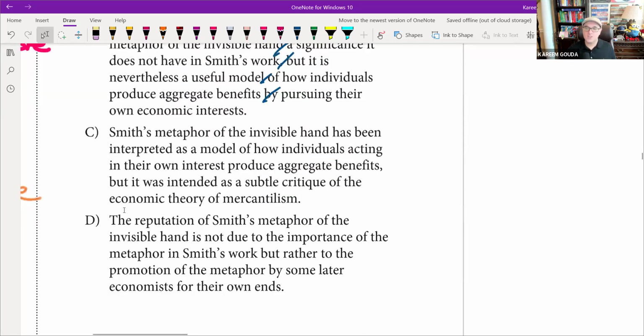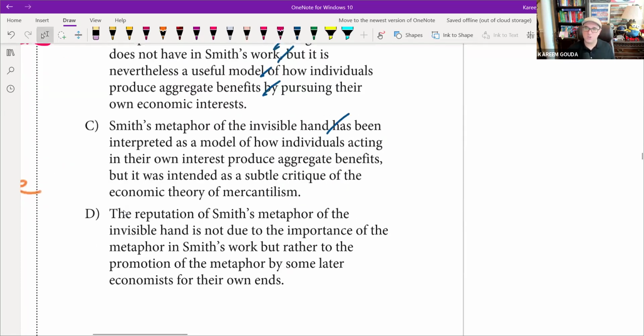What am I doing? I'm going to tell you. C. Smith's metaphor of the invisible hand has been interpreted as a model of how individuals acting in their own interest produce aggregate benefits, but it was intended as a subtle critique of the economic theory of mercantilism. D. The reputation of Smith's metaphor of the invisible hand is not due to the importance of the metaphor in Smith's work, but rather to the promotion of the metaphor by some later economists for their own ends. Whew. Now we're going to do something called skill number 11.